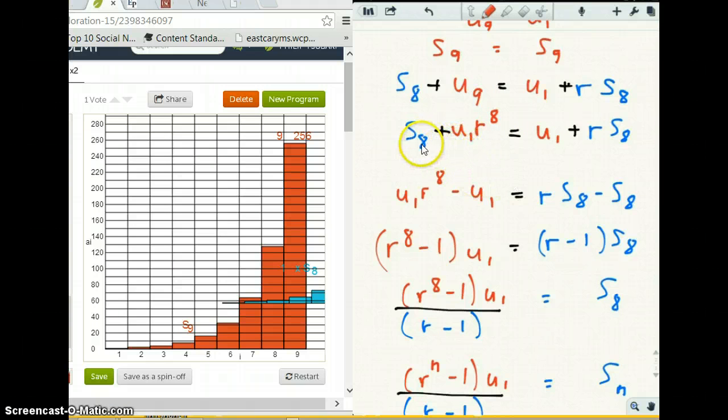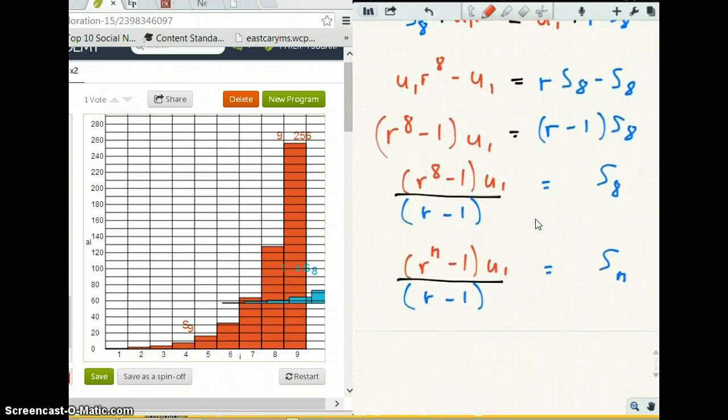So for example, I'm going to put the S8 terms together on the right. So I'm going to have R S8. I'm going to subtract S8 from both sides. Then I subtract U1 from both sides, and I end up with U1 R to the 8th minus U1. Now I just factor out the S8, and I'm left with R minus 1 here, and then I factor out the U1, and I'm left with R to the 8th minus 1 here. Then I'm going to isolate S8 on this side, so I divide both sides by R minus 1. I get R to the 8th minus 1 divided by R minus 1 times U1.